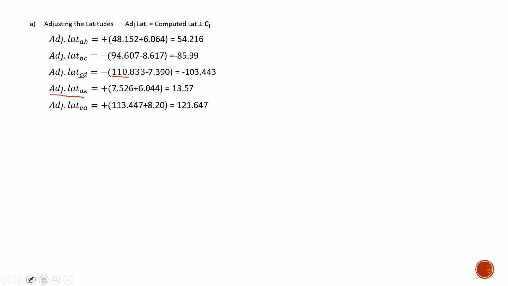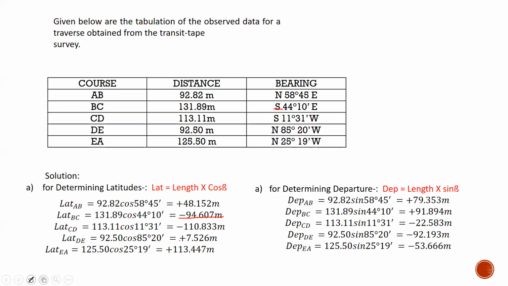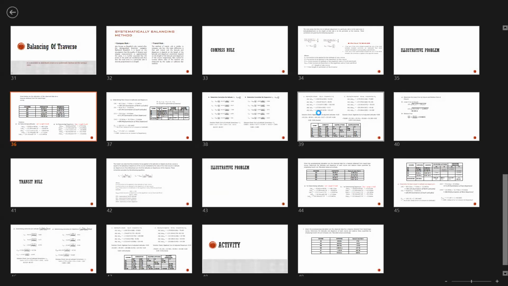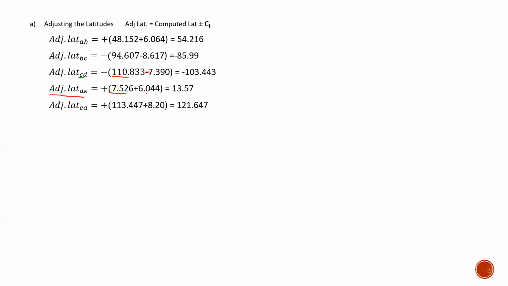For the adjustment latitude of the DE, that is positive. Positive yung nakuha nating latitude, di ba? Wait, ito yon. This is positive. Positive 7.526 yung line DE natin because nasa north yung line DE. So, pag north, a-add tayo. Mag-add tayo. So, we have here 7.526 plus 6.044 meter. That is equal to 13.57 meter.